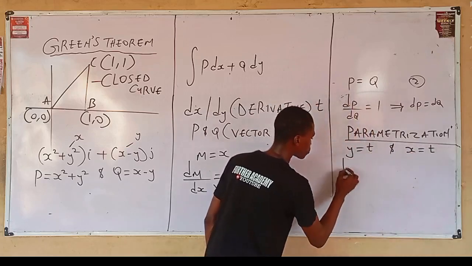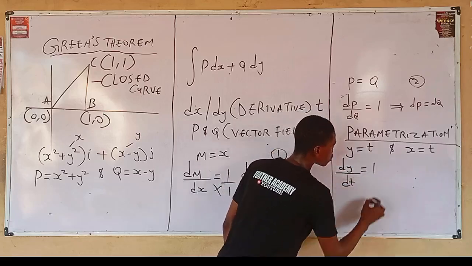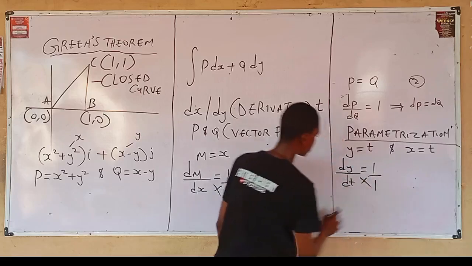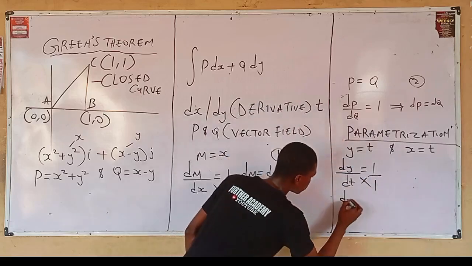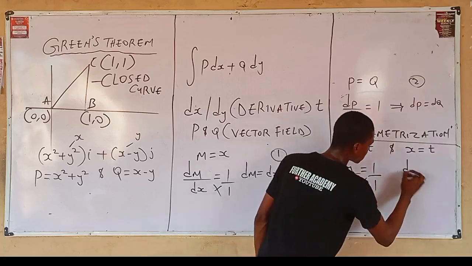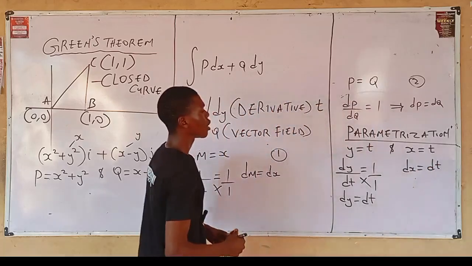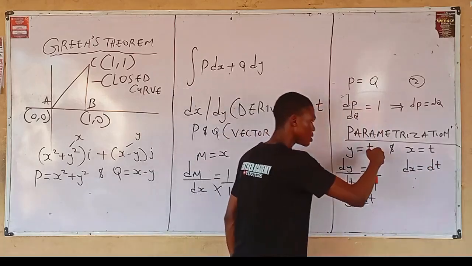By the time we differentiate, what do we have? dy over dt is equal to 1. Cross multiply, not like the way we did here. dy is equal to dt. Similarly, I have that dx is equal to what? dt. But the question is, how do I get this t?